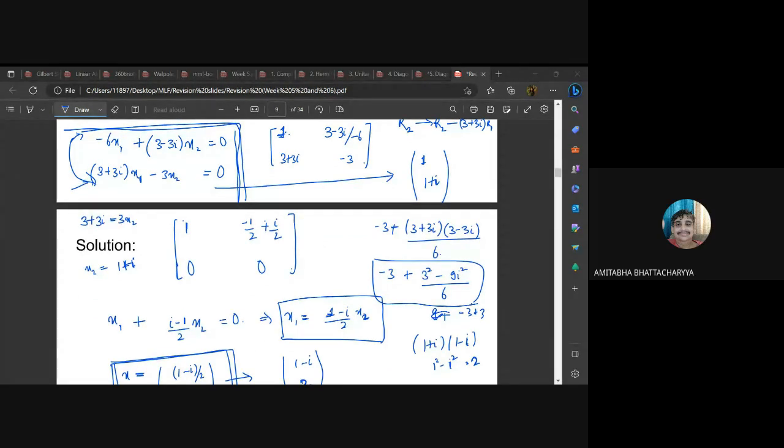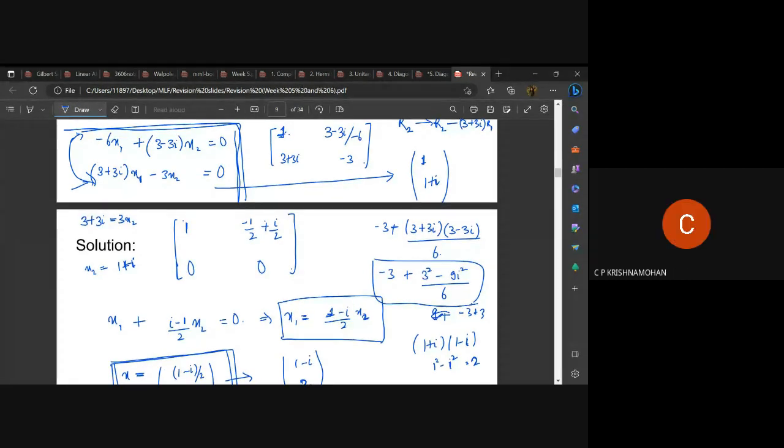So I am saying, if you take the second equation, x1 equals 3x2 by 3 plus 3i. Yeah, you're saying substitution. Okay. So if you take x2 equal to 1, then the top variable will be 1 by 1 plus i. Now multiply by 1 minus i, and you will get the result.